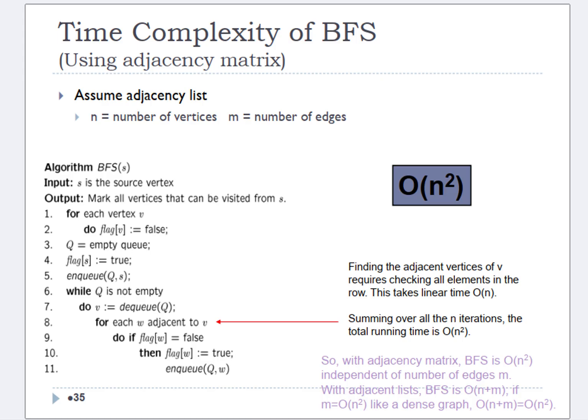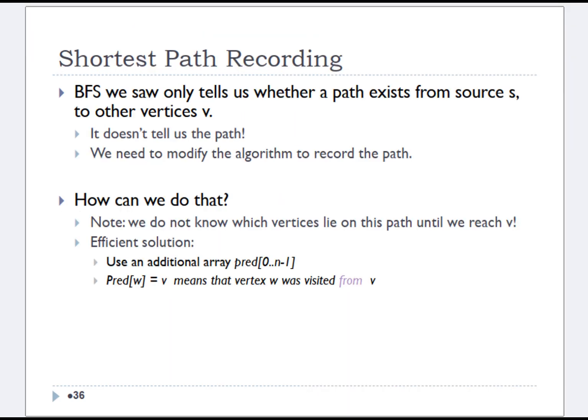With adjacency lists, BFS is O(n plus m). If m equals O(n²), like a dense graph, O(n plus m) equals O(n²).